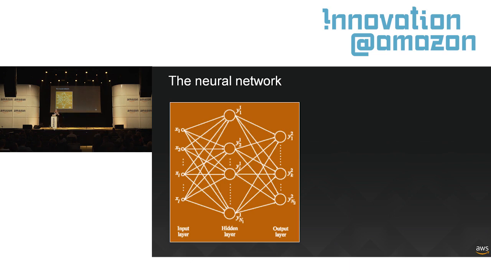Okay? So this is a simple neural network, right? Input layer, output layer, and in the middle, hidden layers. Here we have just one. And as you can see, they're fully connected. Each input neuron is connected to all the hidden layer neurons, and all the hidden layer neurons are connected to all of the output neurons.